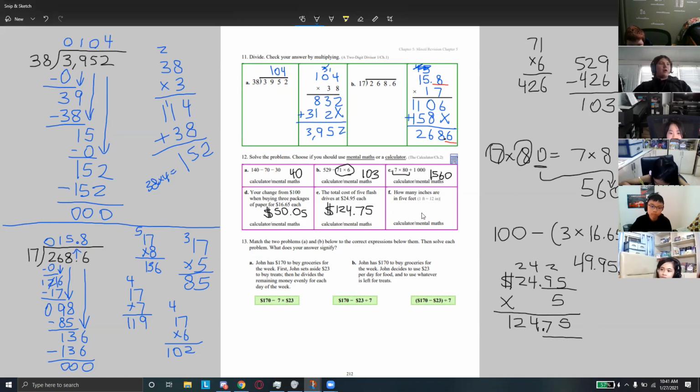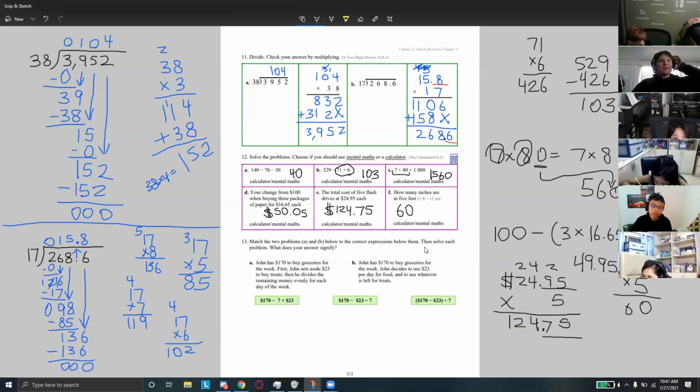Okay, and then we have: how many inches are in 5 feet? Oh, and they even tell you 1 foot is 12 inches. Well, I'll do 5 feet times 12 inches. I know that one in my head is 60, but I'll do it anyways. 5 times 2 is 10. 5 times 1 is 5, plus 1 is 6. 60. Yay, 60 inches in 5 feet.